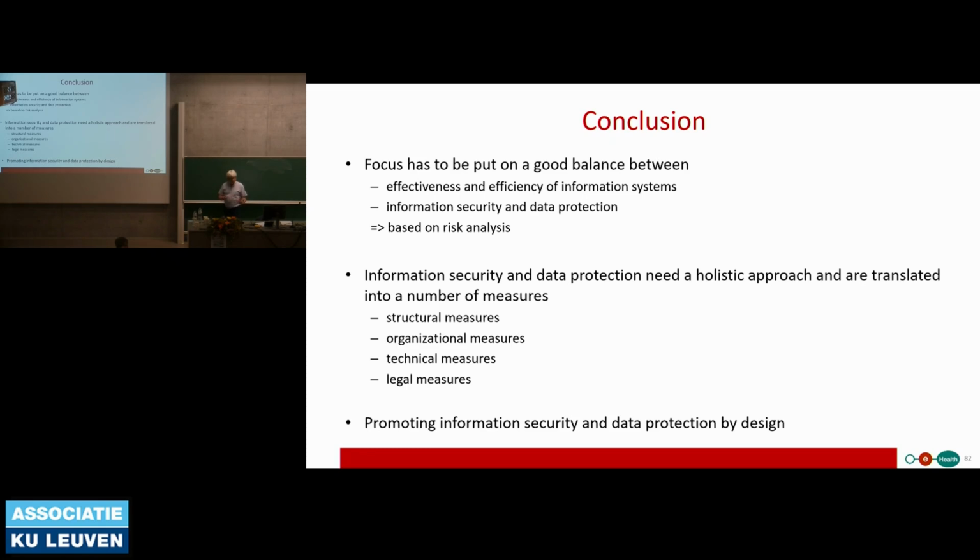Okay, so I hope that you got a flavor of how we try to have a good balance between exchanging information that is needed for qualitative healthcare on the one hand, and how we try to have also good systems for information security and data protection. And again, in my opinion, it has to be a holistic approach: technical measures, but also organizational measures, structural measures, and of course legal measures, but I will not explain this. These alone are not things that solve the problems. And of course, it has to be promoted and implemented by design.